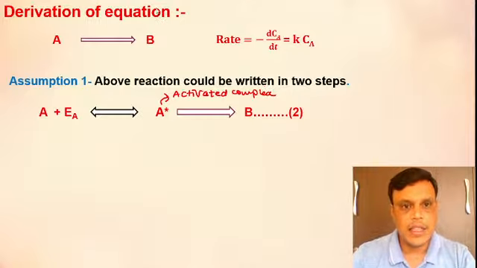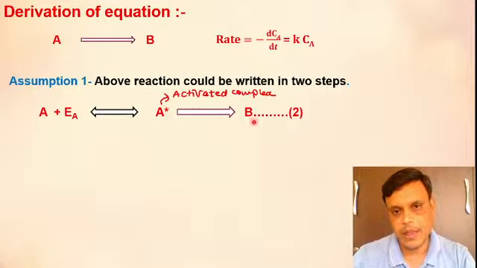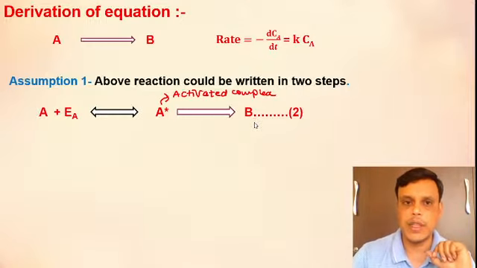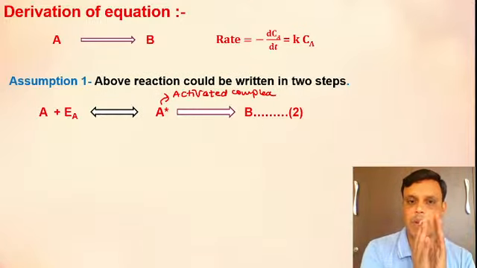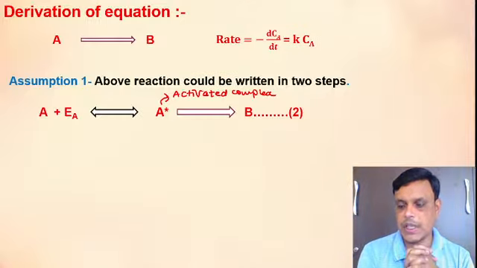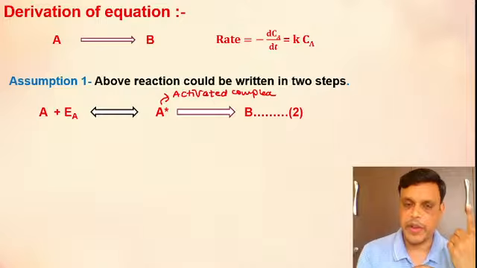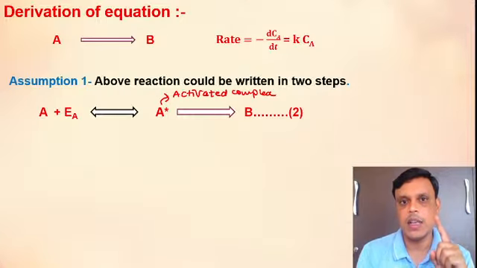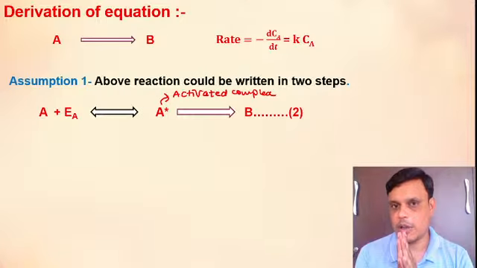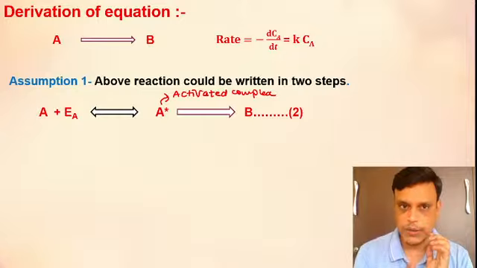And again this activated complex, that is A star, breaks or converts into the product B. So step 2 is nothing but the product formation from the activated complex. Sorry, this is the second step. The first step is formation of the activated complex and the second step is formation of product from the activated complex. So this is assumption number 1.